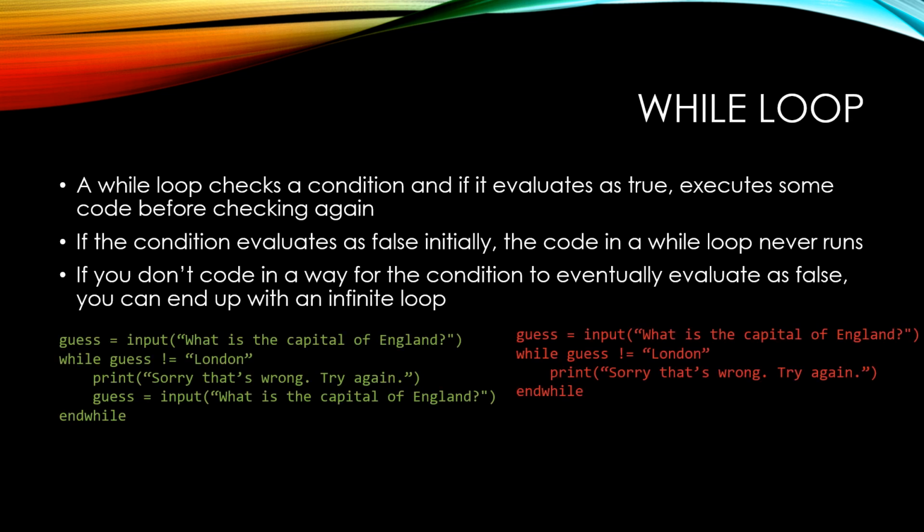Here in the example on the left, if they are wrong, we first tell them that they're wrong, but importantly, we give them the opportunity to guess again. Therefore, at some point, they might type in London, in which case the loop can stop. If we look at the example on the right, we can see that it would say, sorry, that's wrong again. It would check, guess would still be whatever they put it as, and it would just be continually outputting this statement over and over and over again.